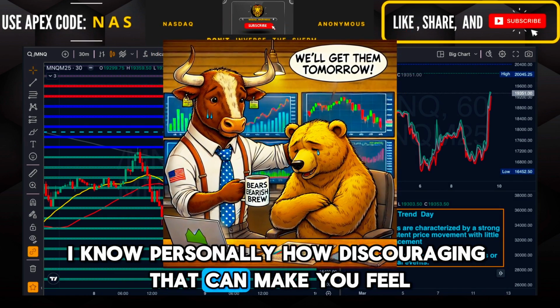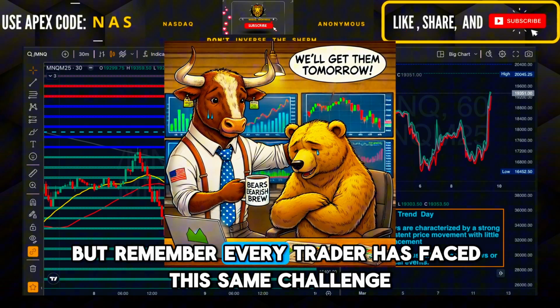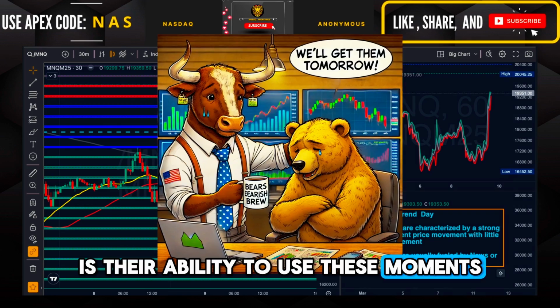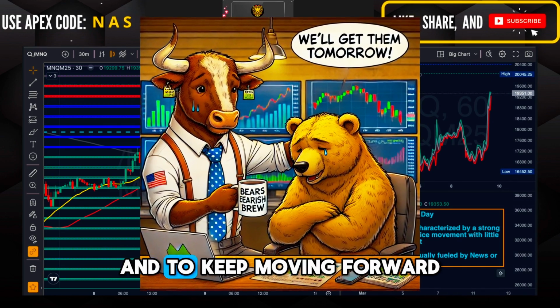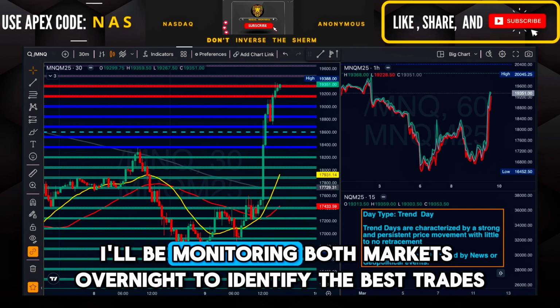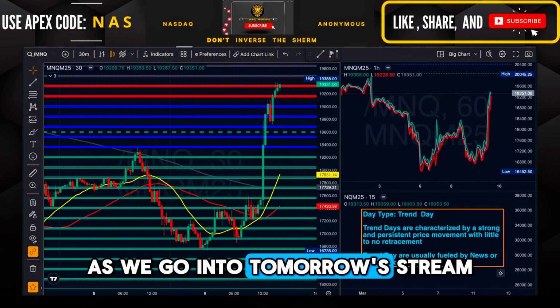Now, for those that found themselves on the wrong side of the market today, I know personally how discouraging that can make you feel. But remember, every trader has faced this same challenge, but what separates profitable traders is their ability to use these moments to refine their strategies and to keep moving forward. But I'll be monitoring both markets overnight to identify the best trades as we go into tomorrow's stream.